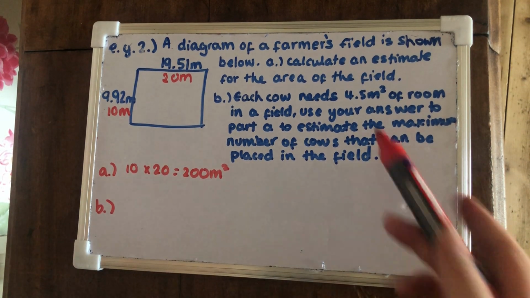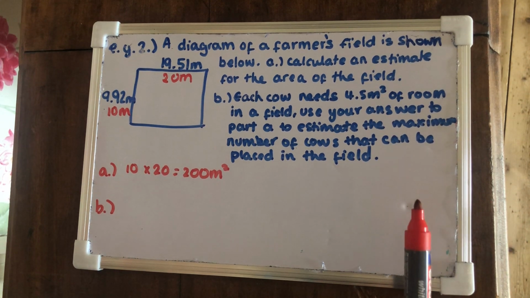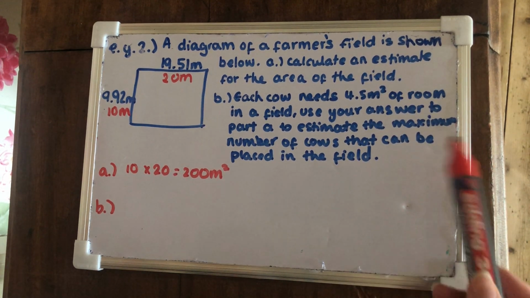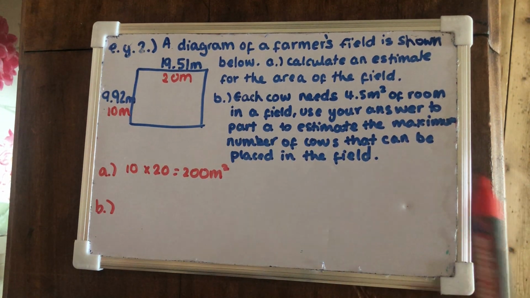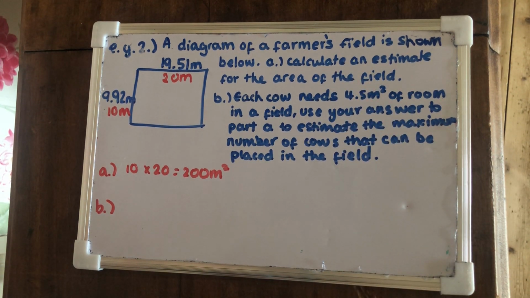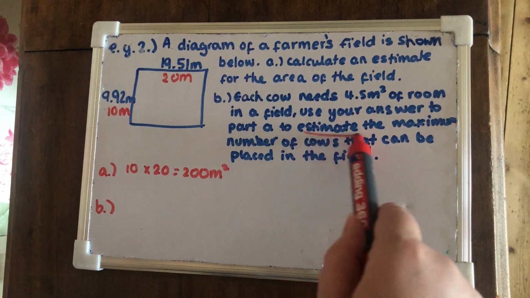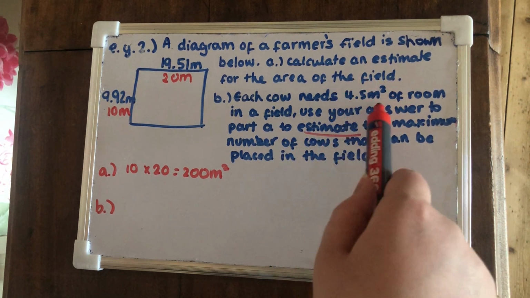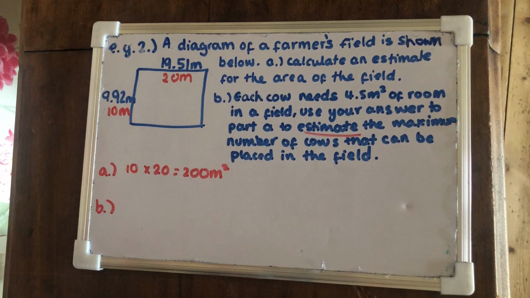Part B, each cow needs 4.5 metres of room in the field. Use your answer for part A to estimate the maximum number of cows that can be placed. Okay, so we have to use the answer that we've just used for part A to be able to answer part B. Now, this number 4.5, although it's 0.5 is a fairly nice decimal, I am going to round this, because it does say estimate again, so I am going to round that to 1 sig fig, and then see how many of those will fit into my answer from part A, and then that will tell us the number of cows.